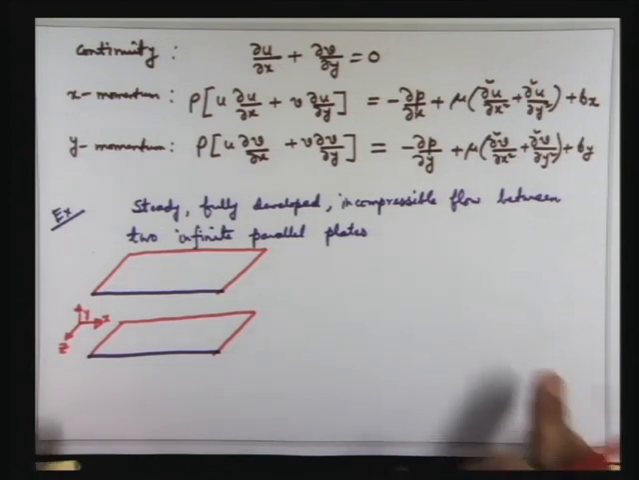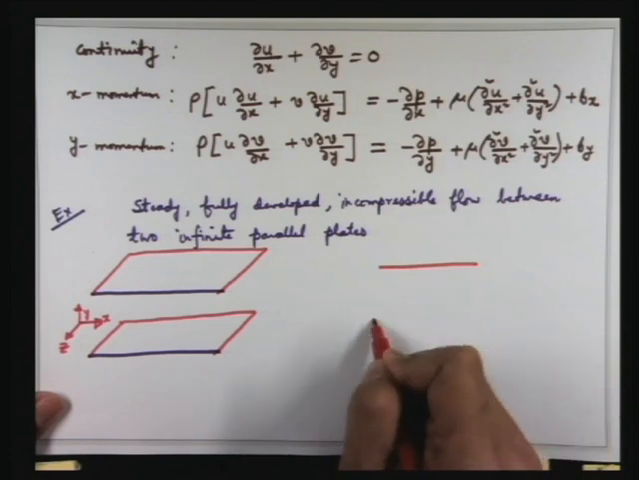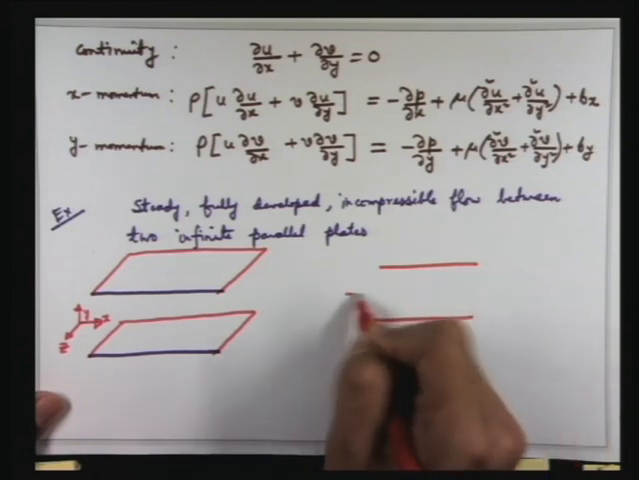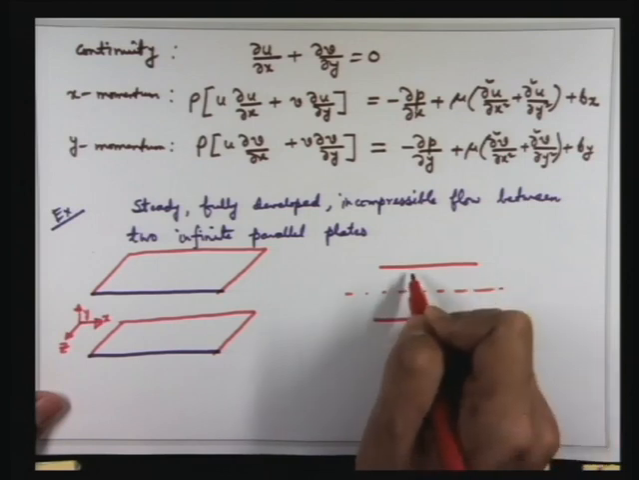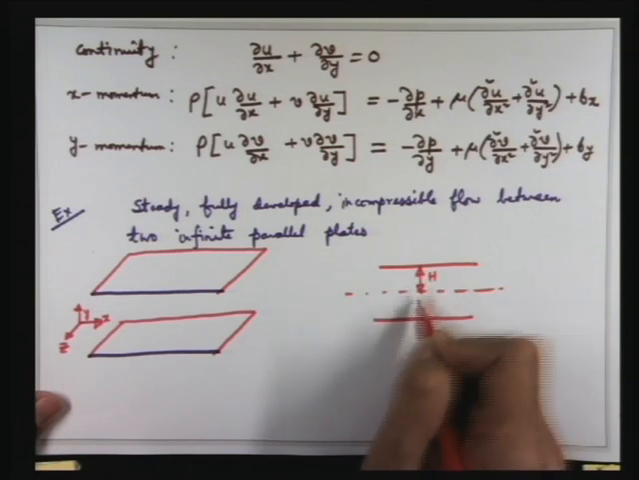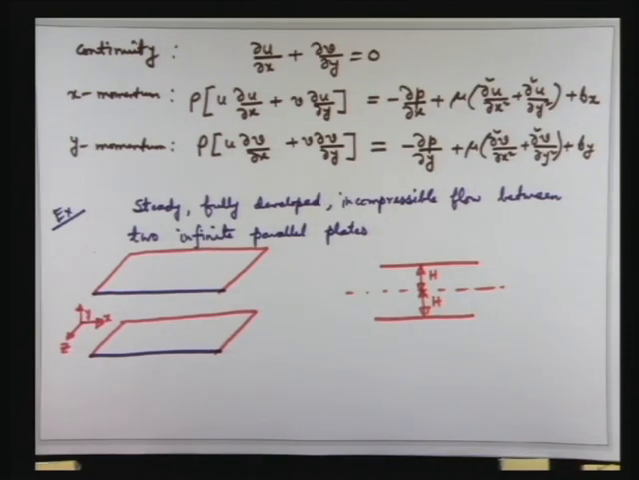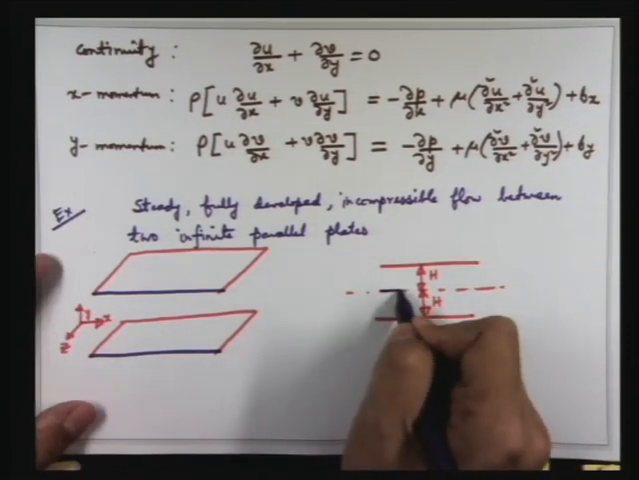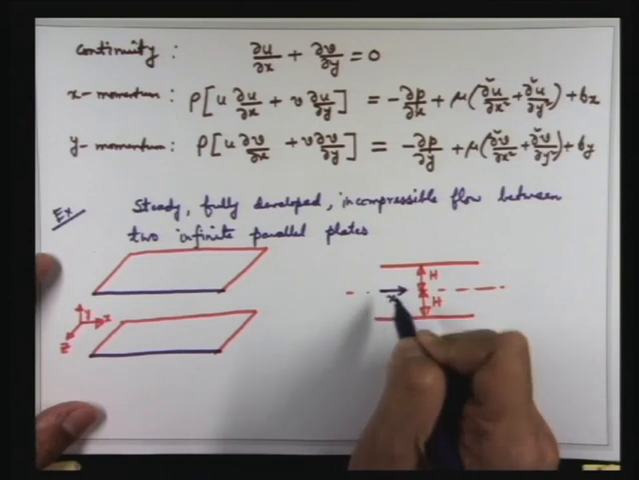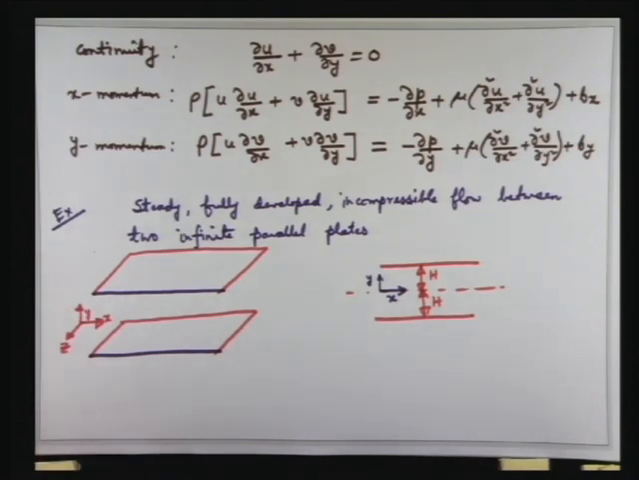Now let us draw the plates schematically like this. Let us say this is the center line, and h is half of the height. Let us set the coordinate axes such that this is the x axis and this is the y axis. The z axis is of no importance to us because the width of the plate is much larger than h and L, the length of the plate.